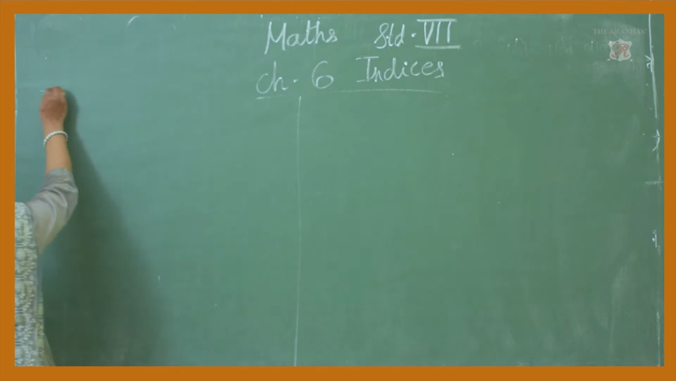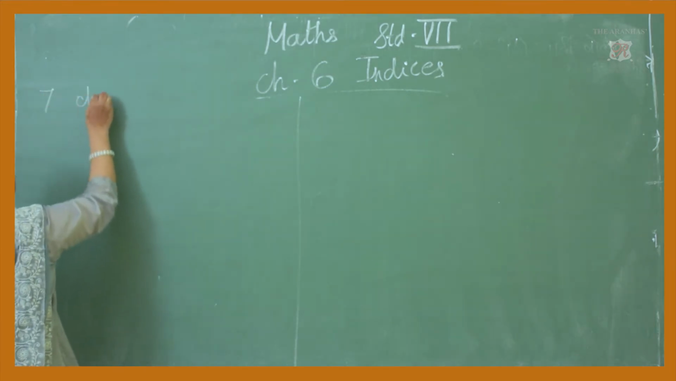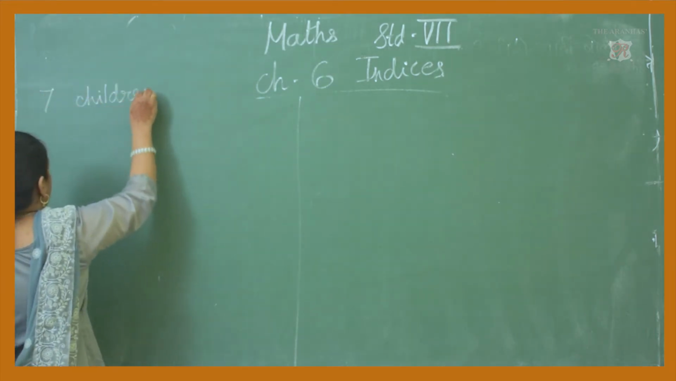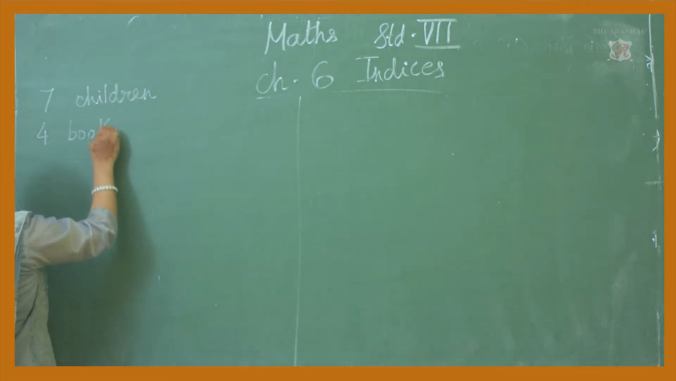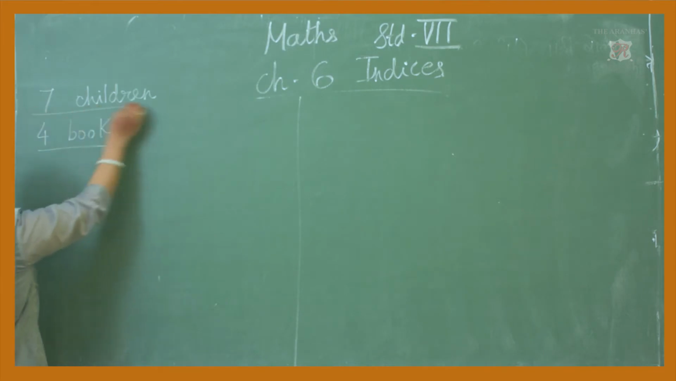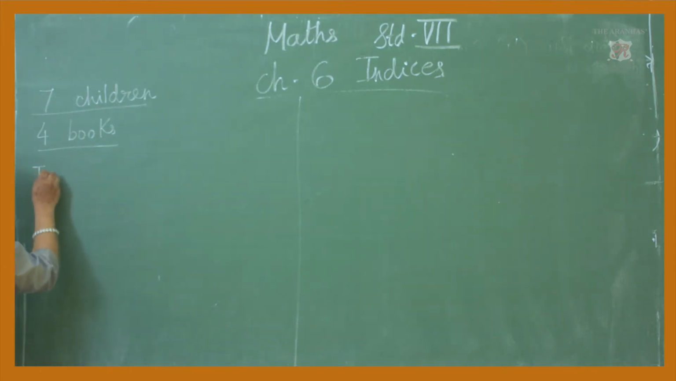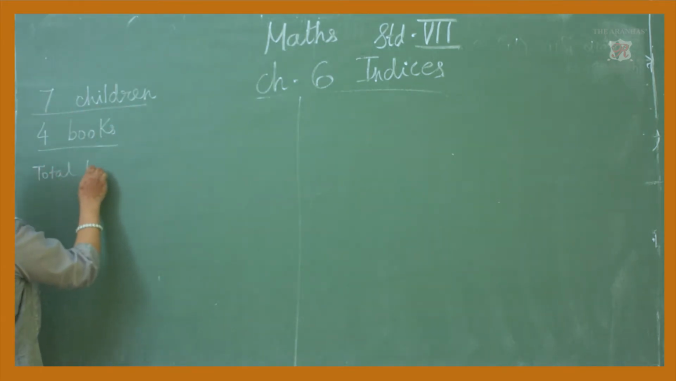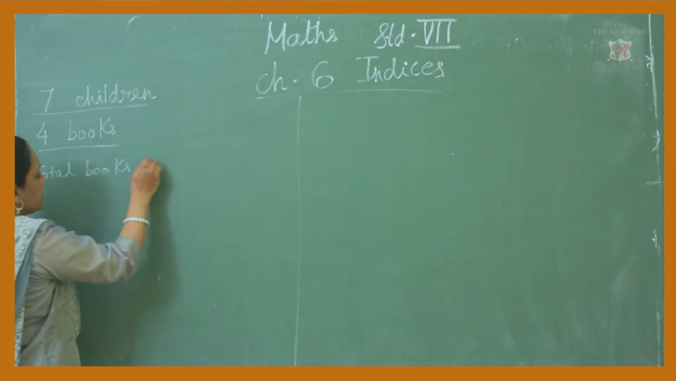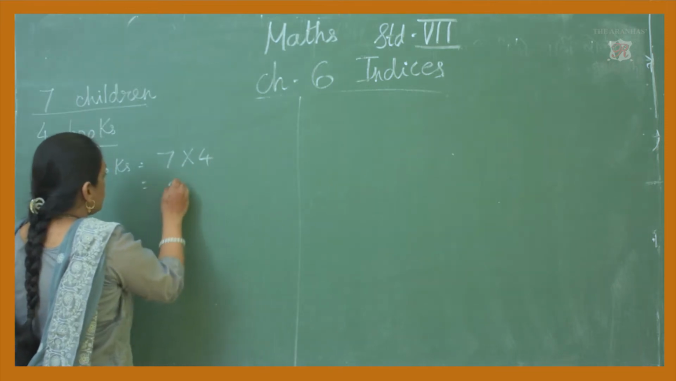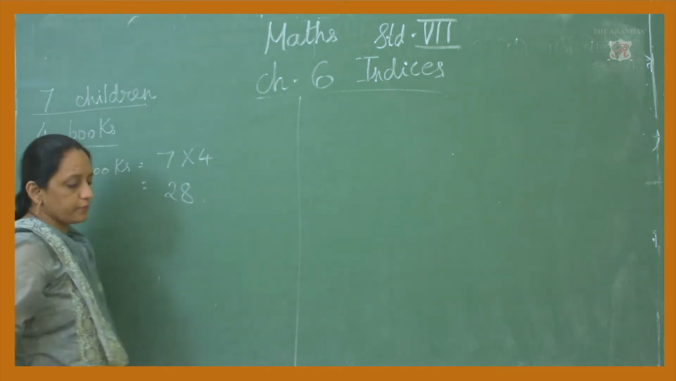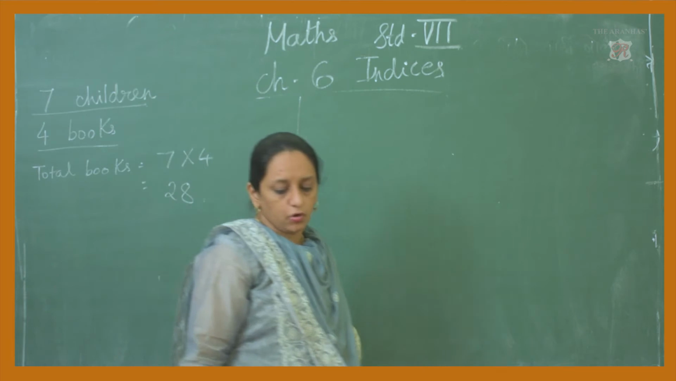See, understand, there are 7 children and each child is getting 4 books. Each child is getting 4 books and there are 7 children. So, total number of books given will be, how many total books are distributed? 7 multiplied by 4. That is equal to 28. That example they have given in your book.